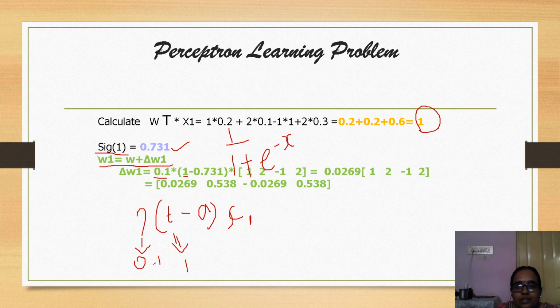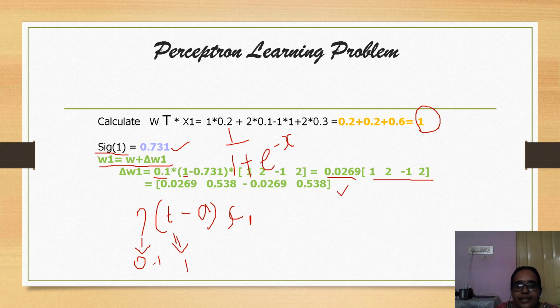Here as we are taking the first input, what is our first input? 1, 2, minus 1, 2. It is given, so we have to directly apply. So after multiplication of 0.1 into 1 minus 0.731, we are getting this value. This value should be multiplied with this value. So we are getting the answer of 0.0269, 0.538, minus 0.0269 and 0.538. So this is our updated weight.